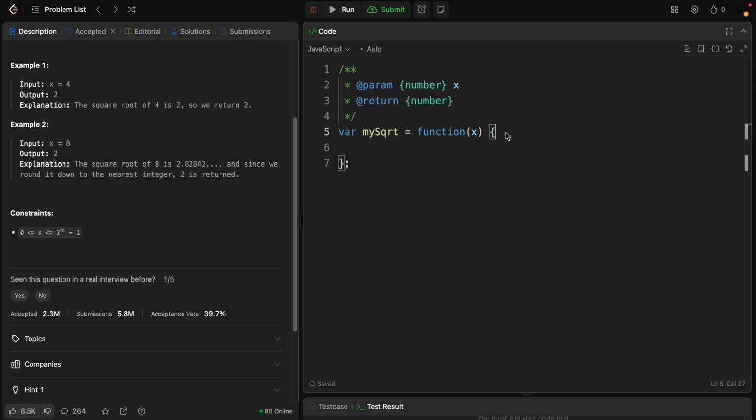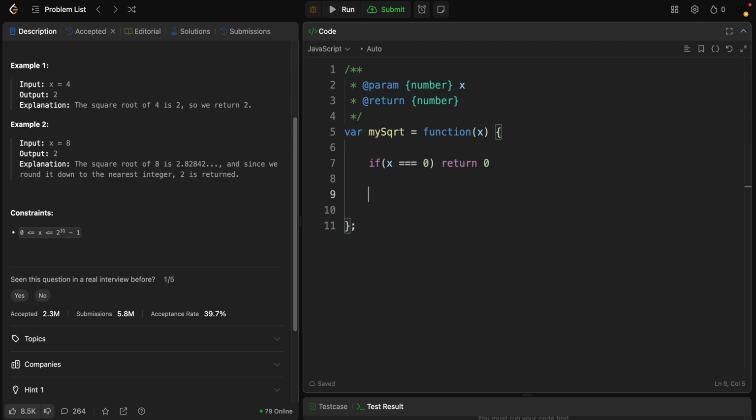I will create a base case because x could equal 0. So if x equals 0, return 0, and I will have let left equal 1, and let right equal x, and we'll create a while loop while left is smaller than or equal to right.